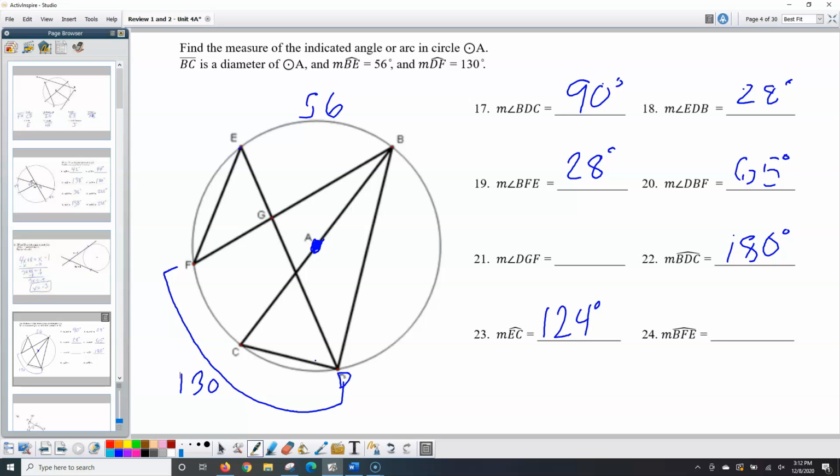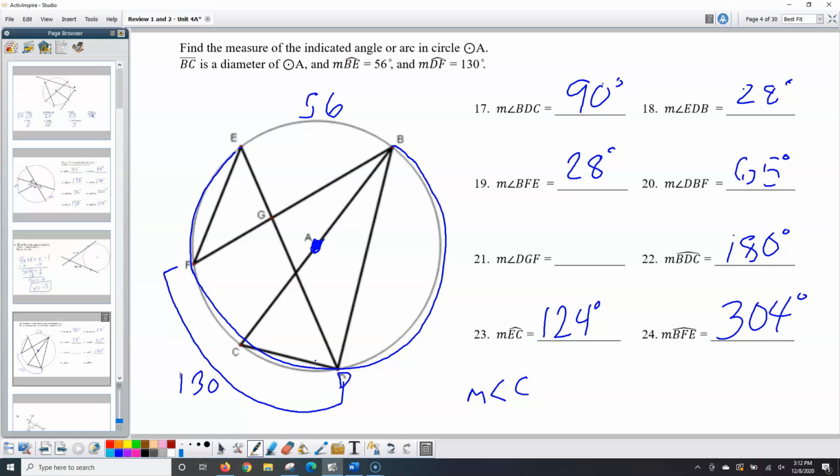And measure of arc BFE. Notice it's a major arc, so BFE is all of this. So 360 minus 56 is what? 304. I feel like I chopped off one of these. I think there's a 25 on there.